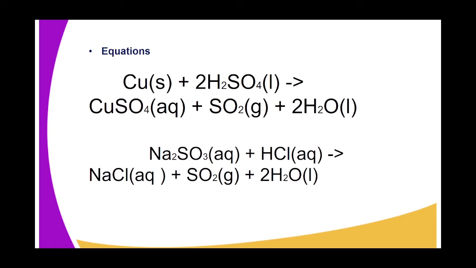Therefore, we can see that sulfur(IV) oxide is prepared by two methods. One, when copper is reacted with concentrated sulfuric acid. Two, when sodium sulfite is reacted with hydrochloric acid.